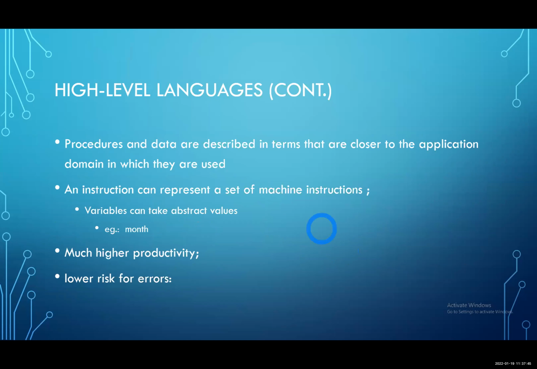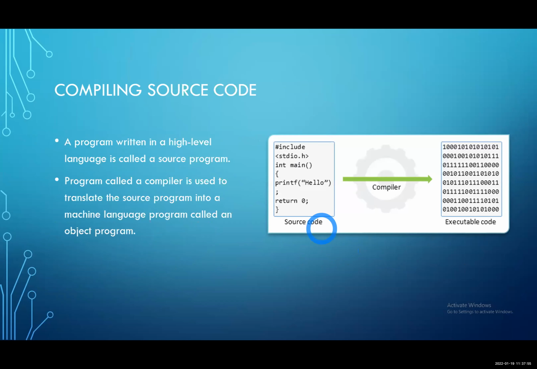And there's a lower risk for errors. You can't modify the actual memory of your computer, which could break your computer. So when we compile, that just means we're converting what we write, our source code, into executable code for the machine. That's what compiling is, and we have a compiler that's responsible for that. So when I tell you later on to compile your program, all you're doing is clicking a button and it converts it from source code to executable code.